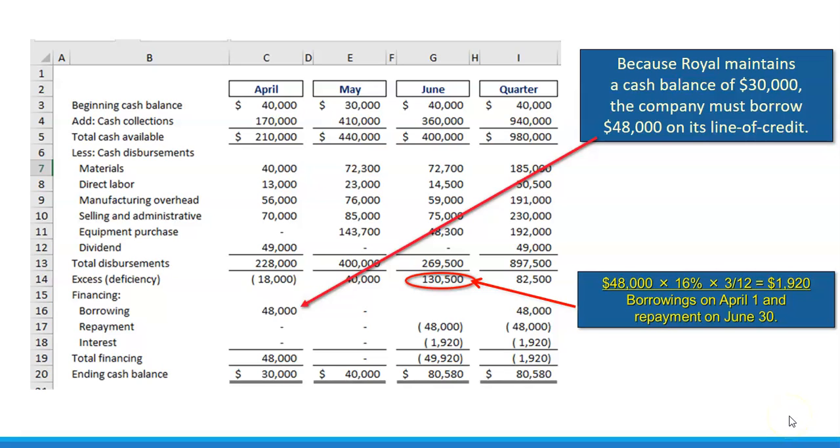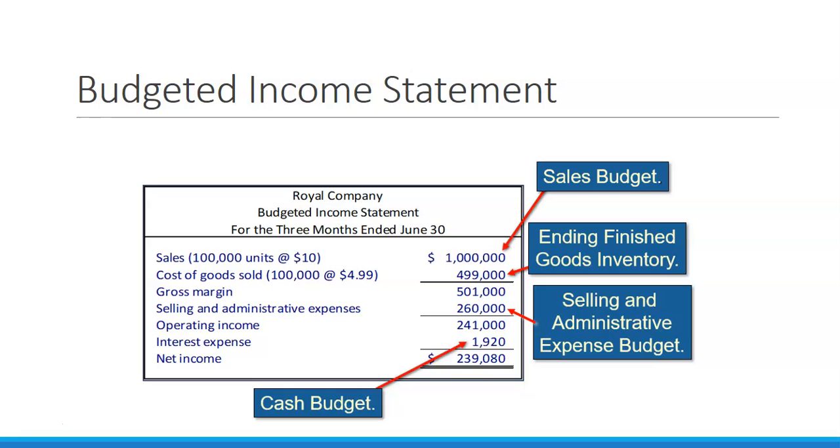After we've created all of these schedules, we can create our budgeted financial statements. So we start with a budgeted income statement, and we take information off of our other budgets. So this is the budgeted income statement for the entire quarter. We take the sales off of the sales budget, the ending finished goods inventory for the cost of goods sold. We have our numbers from the selling and administrative budget and our interest expense from the cash budget.